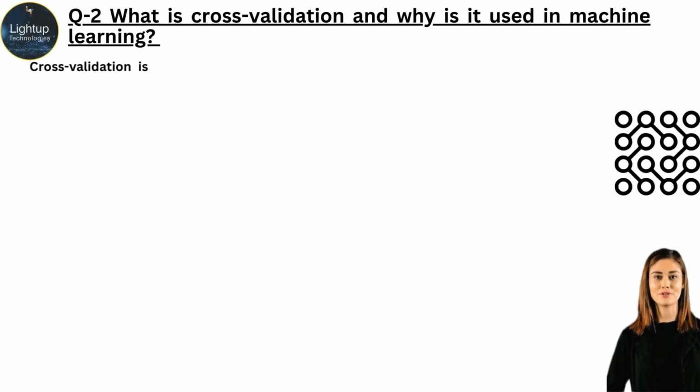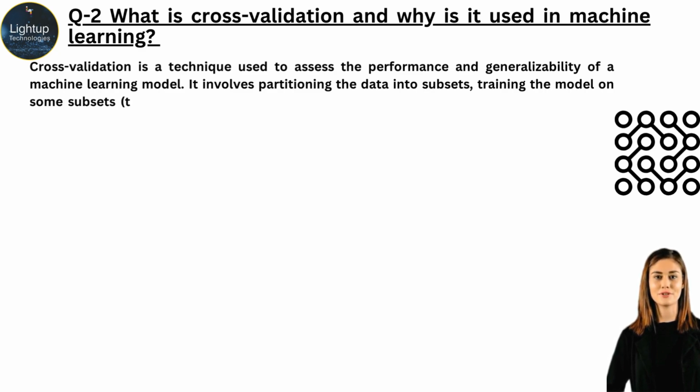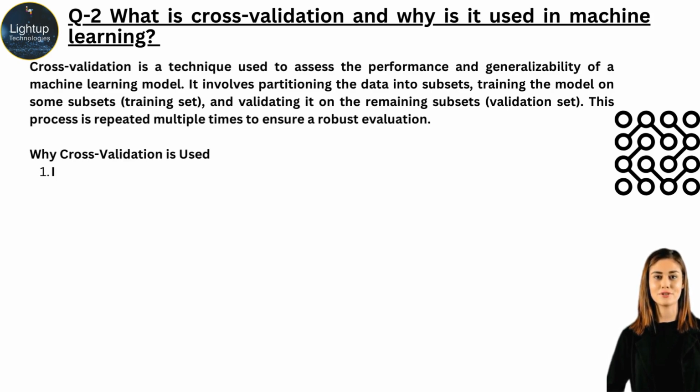What is cross-validation and why is it used in machine learning? Cross-validation is a technique used to assess the performance and generalizability of a machine learning model. It involves partitioning the data into subsets, training the model on some subsets, the training set, and validating it on the remaining subsets, the validation set. This process is repeated multiple times to ensure a robust evaluation.